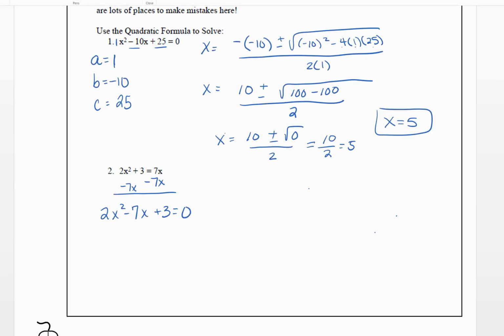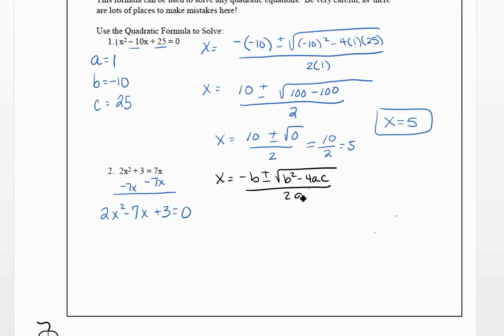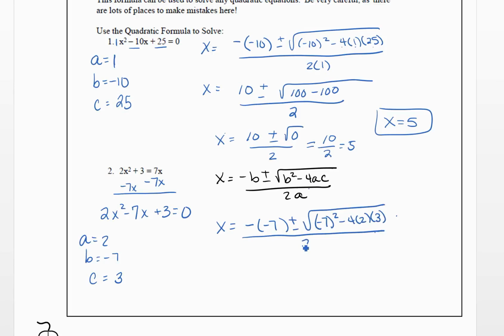Okay, and just to help out a little bit, let me write the quadratic formula again. So it's x equals opposite of b plus or minus the square root of b squared minus 4ac all over 2a. Okay, so here our a is equal to 2. Our b is negative 7, and our c is 3. So we'll have x equals negative 7 plus or minus the square root of negative 7 squared minus 4 times 2 times 3, all over 2 times 2.